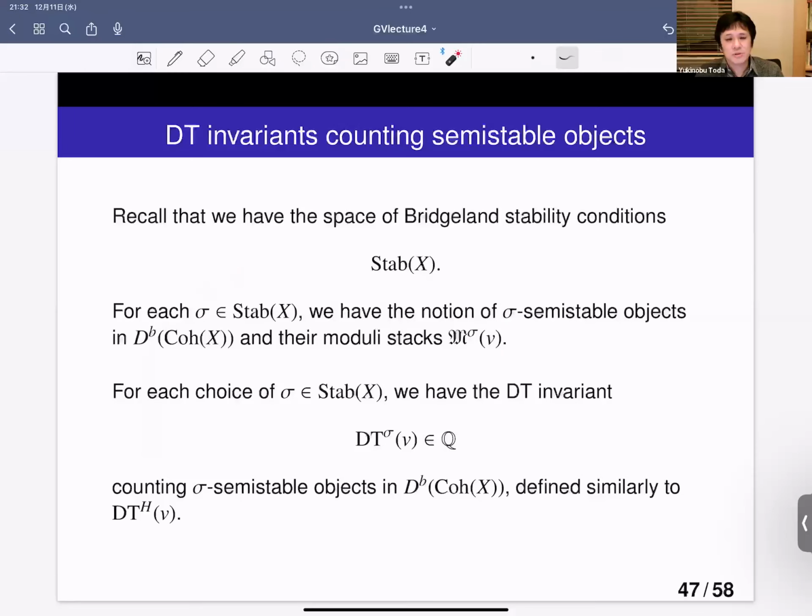So similarly to the previous construction, for each choice of stability condition, we can define the DT invariant, which counts not necessarily semistable sheaves, but sigma-semistable objects. It is very important to extend DT theory not only to sheaves, but also to objects in the derived category. This is because the derived category has more symmetries than usual coherent sheaves, and this symmetry is important in understanding the properties of the generating series of the usual DT invariants.